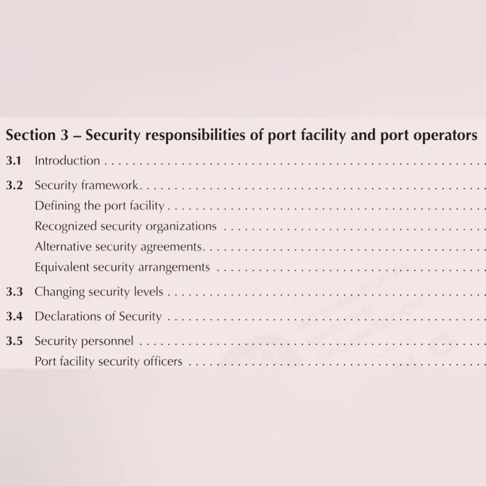Then Section 3 of the Guide to Maritime Security tells you about the security responsibilities of a port facility and port operators. Any security papers that you have seen on board, the port usually maintains similar kinds of records, like change of security level, declaration of security, security personnel required, restricted areas, etc. Thus, Section 3 is the guidance for the port facilities on the implementation of the ISPS code.